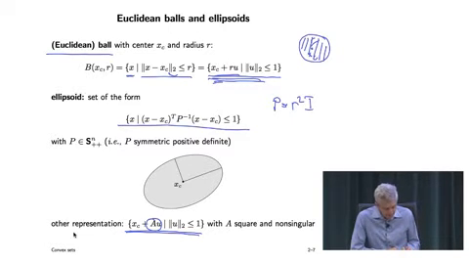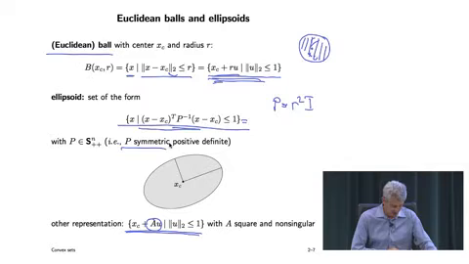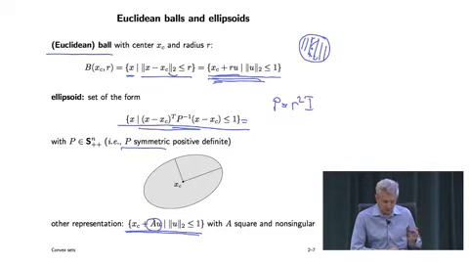By the way, this representation here is unique. In other words, if this is equal to another set with another P, those two matrices have to be equal. And I'm assuming that they're symmetric here. If they're not symmetric, that's false. But if they're symmetric, which you can assume without loss of generality, then it's true.